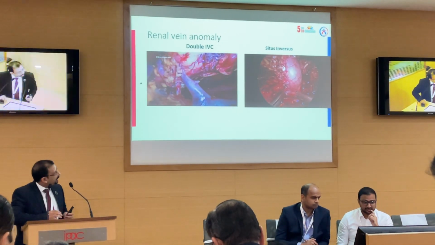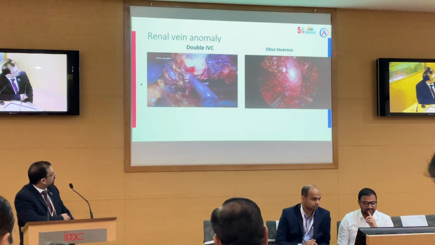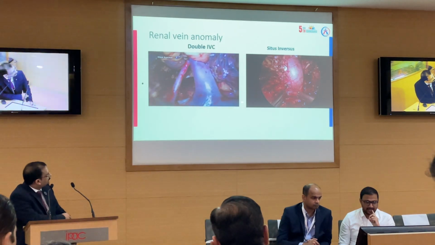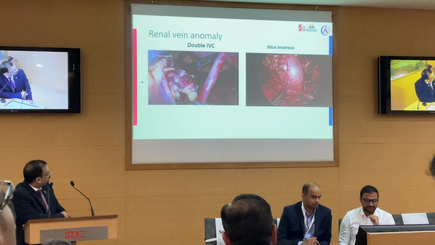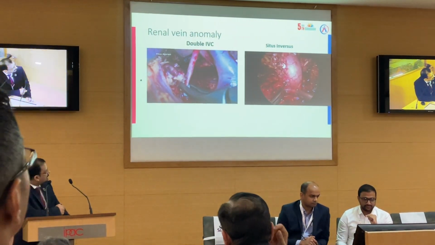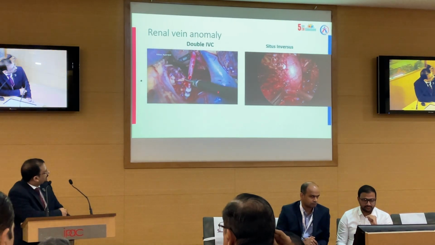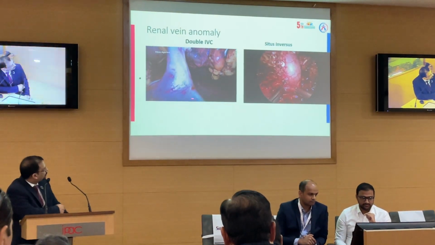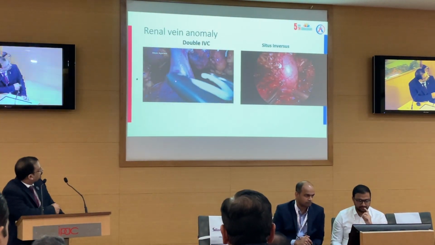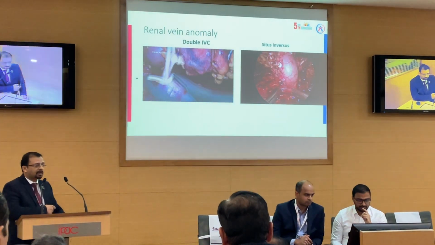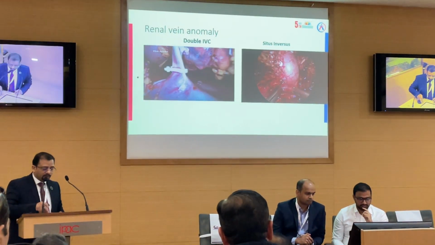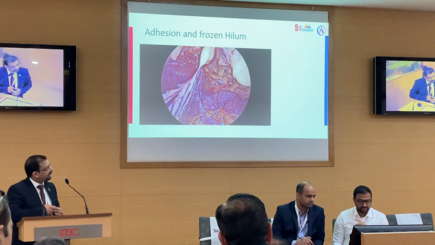And these are some anomalies like double IVC. You have to know this anatomy because you might think it is a large lumbar vein. So it's simple like that. It is happening on the right side, but it is a double IVC. So you have to be very conscious and you have to clip your renal vein as you do on the right side. And sometimes you come across this kind of case.